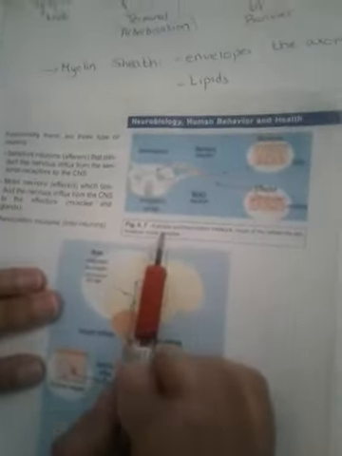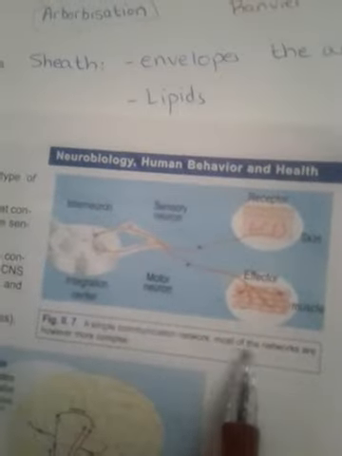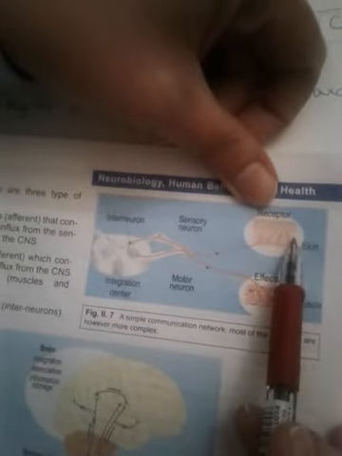Let's move to book page 59. Look at this picture, a simple communication network. Most of the networks are, however, more complex. Let's start. So we start with the receptor, which is the skin.